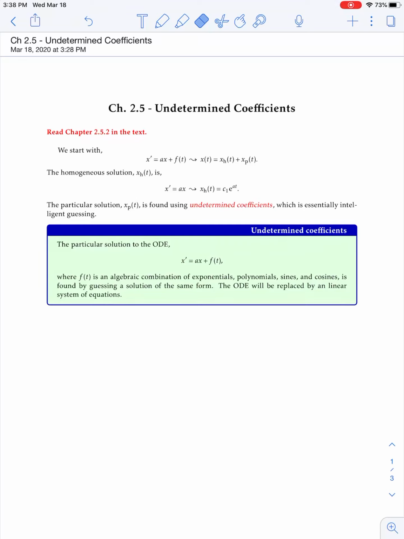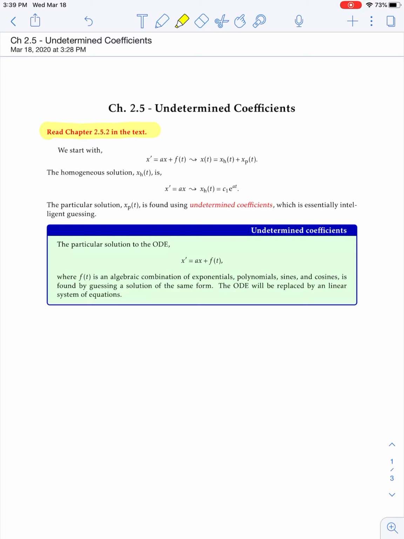Okay, today we're going to talk about the second way to find the particular solution. First way is variation of parameters, which always works. Sometimes it can be a little tedious, especially if the integrals aren't very nice. Second method is undetermined coefficients. So please read chapter 2.5.2 in the text.